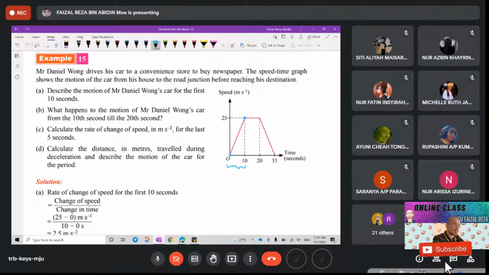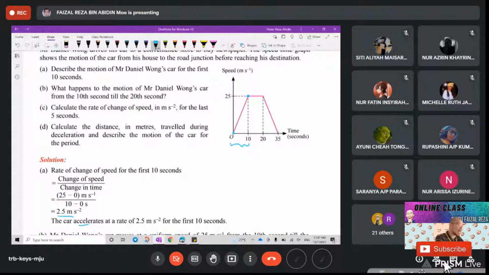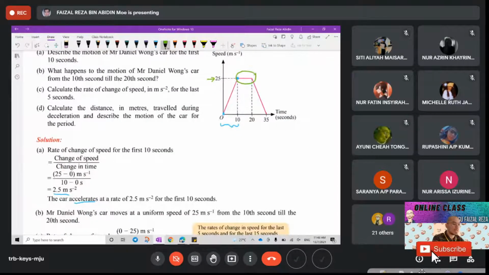For this one, you are going to have the initial speed, the final speed is 25 minus initial speed 0, divided by time 10 minus 0. That's why you got 2.5 over here. So it's going to be accelerates, and acceleration is going to be positive. Next, what happened to the motion of car from 10 seconds till the 20th second is going to be uniform speed. It's going to be uniform speed with 25 meter per second, from the 10th second till the 20th second.